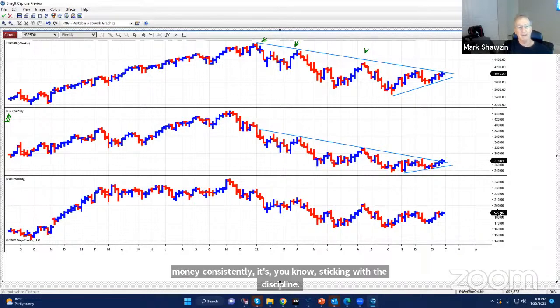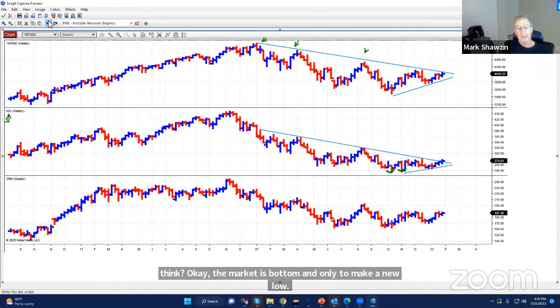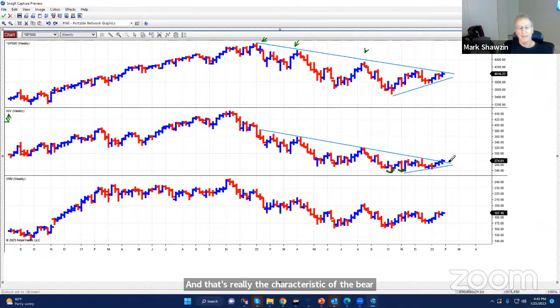So you can see that we're again fussing around with this breakout of this symmetrical triangle. And then we also have this little bottom. Now, sometimes the markets will make a bottom and then you get this levitation. You think, okay, the market's bottomed, only to make a new low. And that's really the characteristic of a bear market. And that's why, notwithstanding the fact that we may still rally, this is still really a rally in a bear market until proven differently.